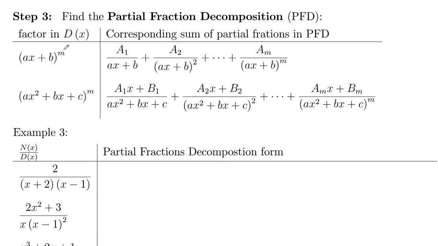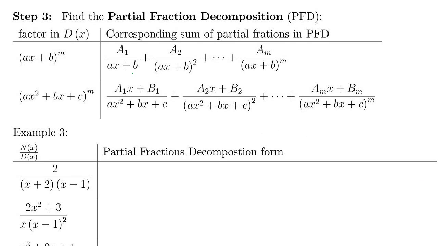So in other words, if this is squared, you'll have 2 terms. If this is cubed, you'll have 3 terms, and so on. And then if you've got an irreducible quadratic, ax squared plus bx plus c to the m power, then you'll have m terms, so the number of terms matches the power again. But now we've got in the numerator a1x plus b1, a2x plus b2, and so on. And these constants, a1, a2 up to am, and b1, b2 up to bm, those are the undetermined coefficients. So they're just constants that we want to try and figure out.